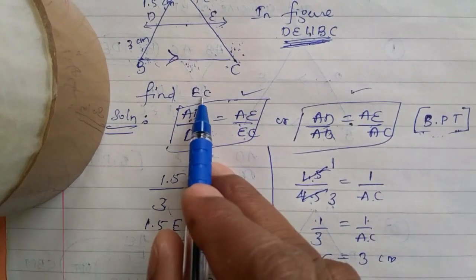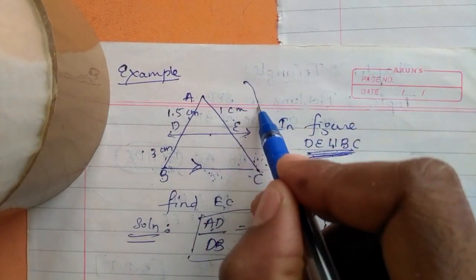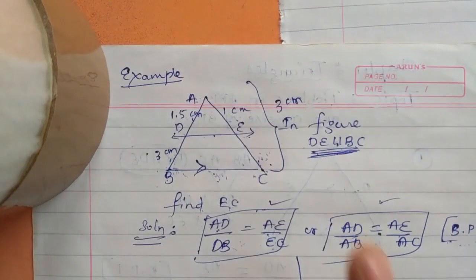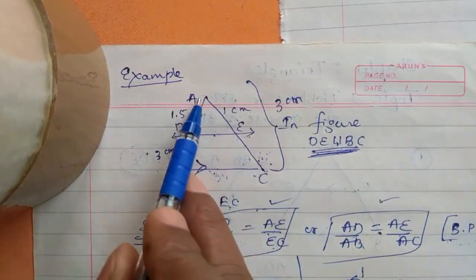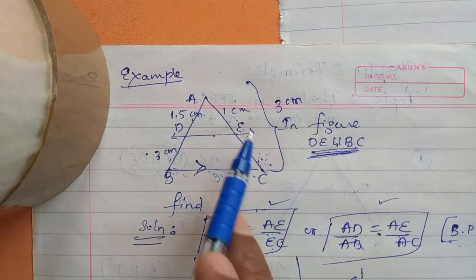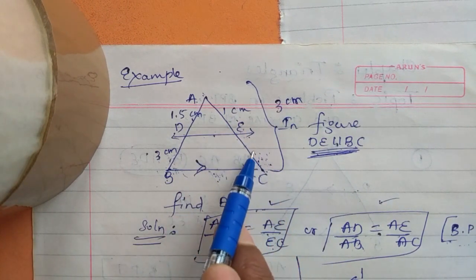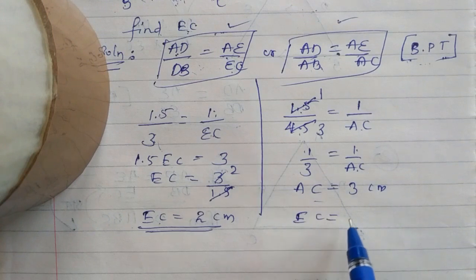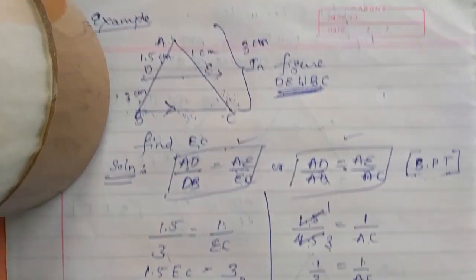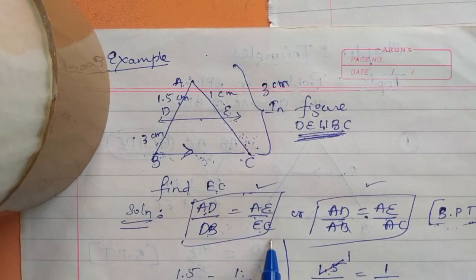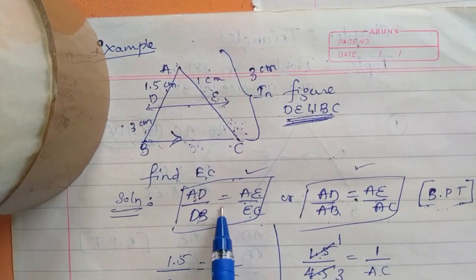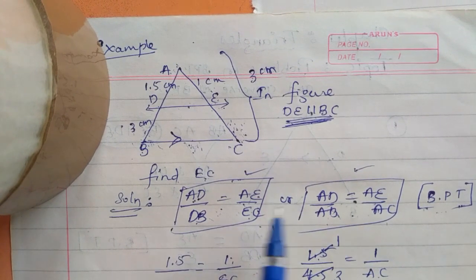The question is EC. In the diagram, the whole thing AC is 3 centimeter, as we got from the result. From A to E is 1, and the whole thing is 3, so the remaining part is 2. 1 plus 2 is 3. Therefore EC length is 3 minus 1, that is 2 centimeter. Look, both the answers are correct. You can use part by part or part by whole form. Both are results of BPT only: this is the direct result, this is the additional result.